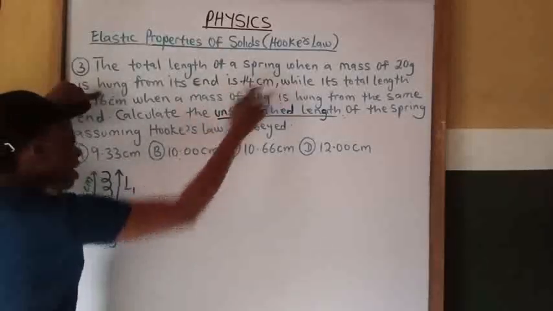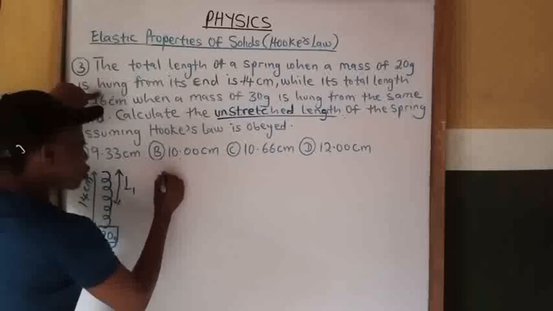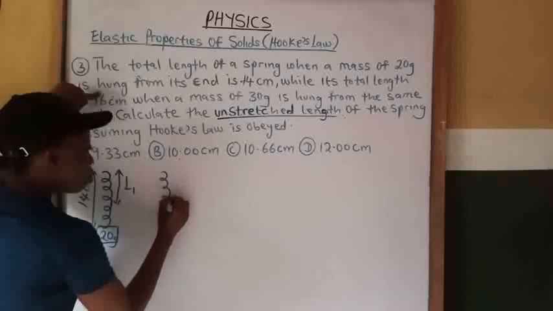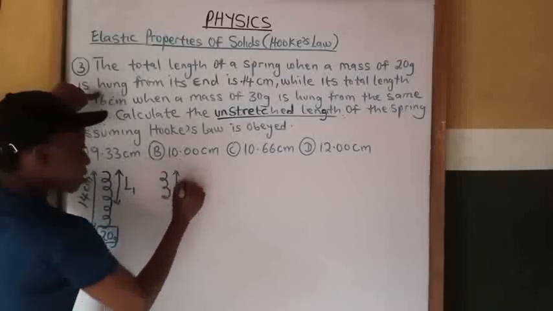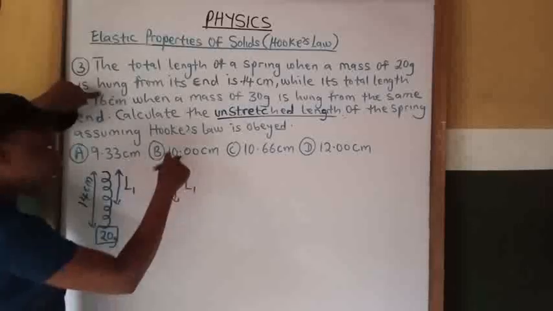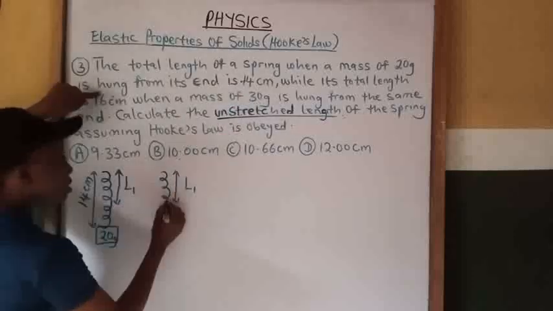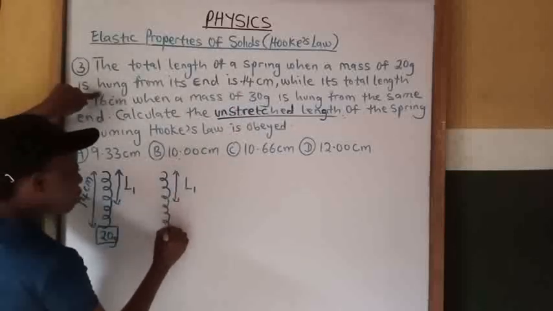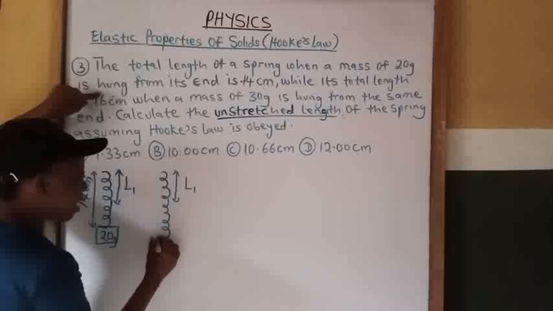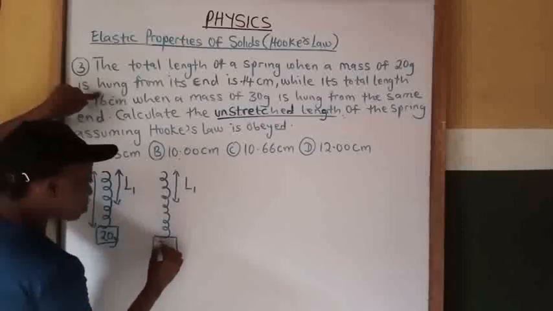So let's do another diagram for the second statement. The same spring with an unknown length. We don't know the length of that same spring. When a mass of 30 grams was hung on it, automatically the length will increase.